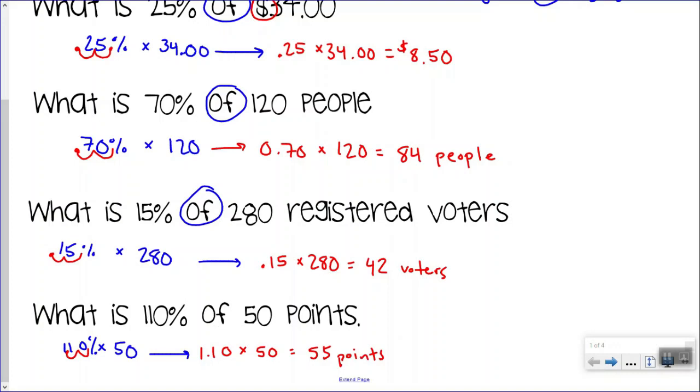Alright, so now if we take a look at these, if we look at our first one, we set it up exactly the same way. 15% of means multiply, 280. 0.15 after we do the conversion times 280, we get 42 voters.